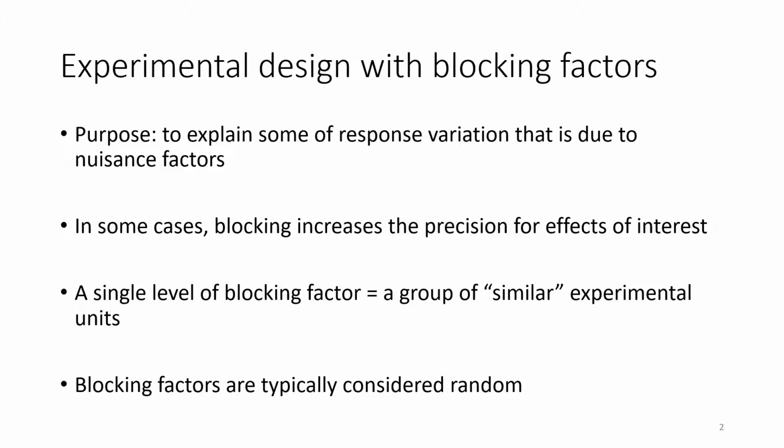According to the checklist presented in the last video, blocking factors are typically considered random. For instance, if patients are sampled at random from a large population, and for a given treatment, patient-to-patient variation is nuisance variation, then it's reasonable to say that the patient factor is random.